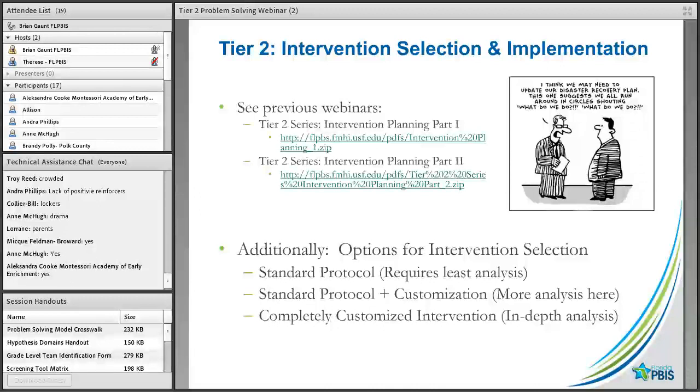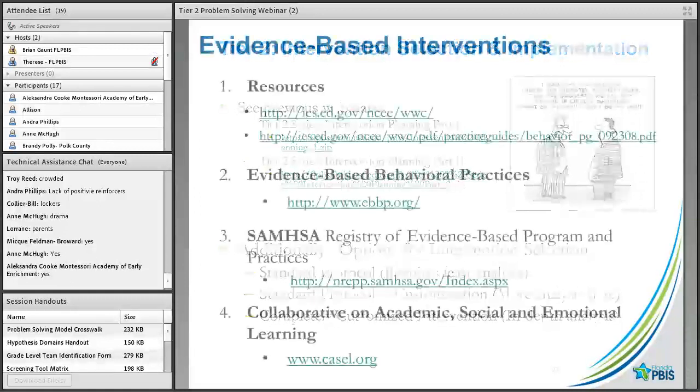Sometimes, though, those standard protocols that are built for specific students of ages or race or ethnicity or situations need to be customized for a particular group that we're looking at. So there we want to get a little bit more information, a little bit more analysis to figure out how to customize it directly for that group. And then in some cases, maybe not as often at Tier 2, more often at Tier 3, we could engage in a completely customized intervention design where we really drill into analysis of the situation and all the variables involved.